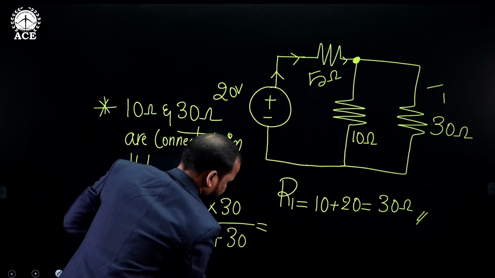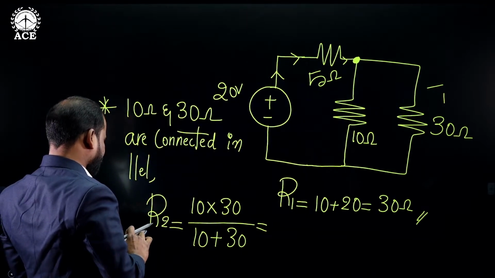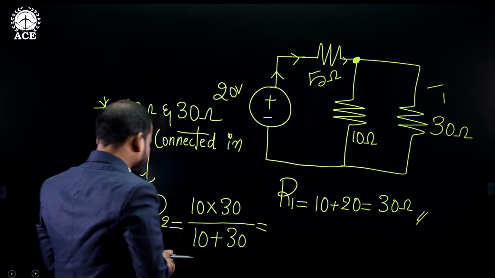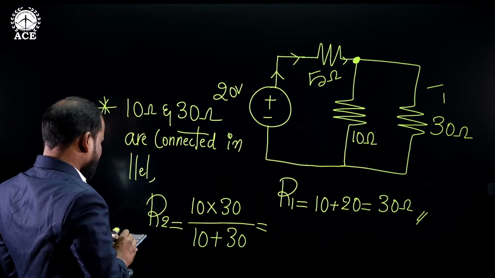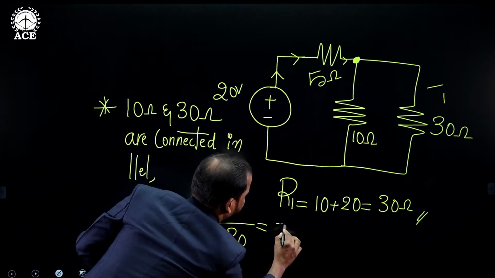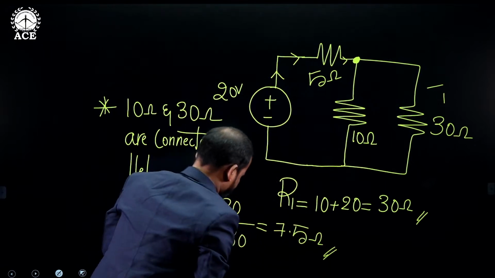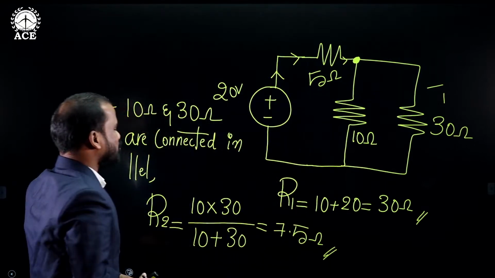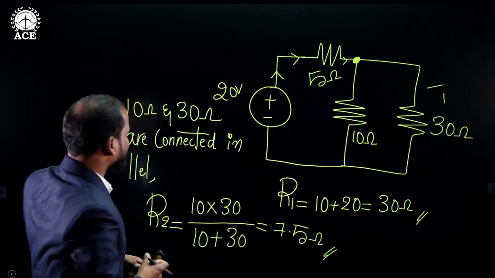I am using the scientific calculator for finding the solutions. Now see, what is the value? 10 into 30 divided by 10 plus 30. Finally it will give the value of 7.5 ohms. So 7.5 ohms is the equivalent of the parallel combination of those two resistances.